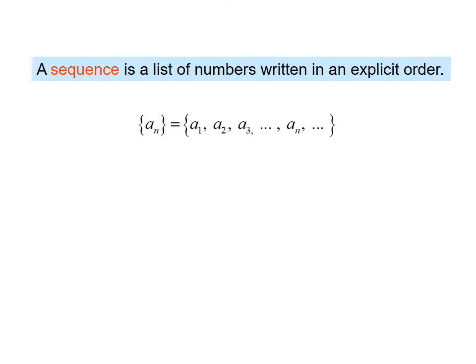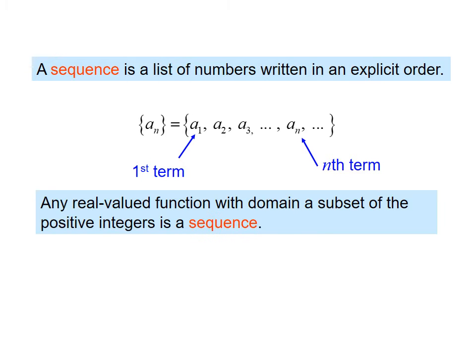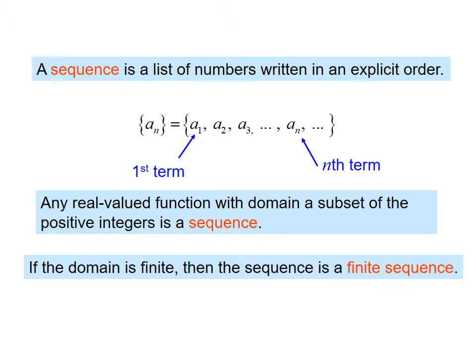A sequence is a list of numbers written in an explicit order. a(n) is equal to a1, a2, a3, goes on until an and even goes beyond. a1 is called the first term. an is called the nth term of the sequence. Any real valued function with a domain, a subset of the positive integers, is a sequence.